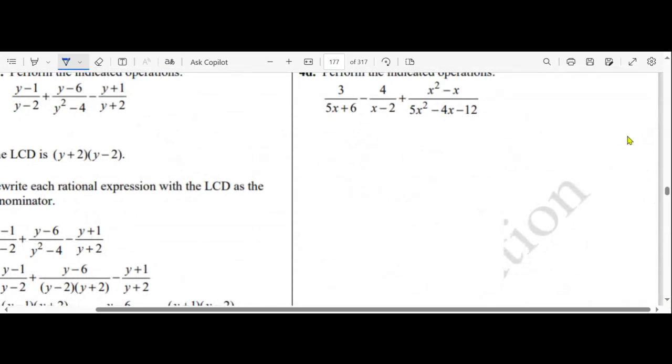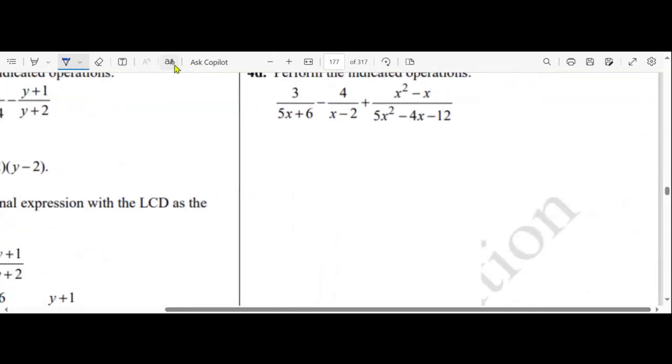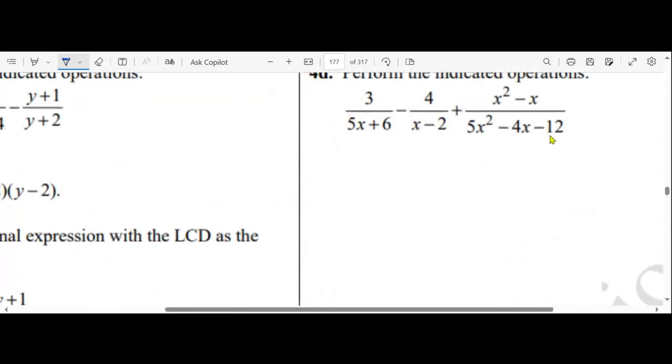Are you lucky here? Ryan, lucky? No. Why? Because they're not the same. They're not the same. So I have to do what? I have to factor first so I can make it the same, right? So let's factor this. What do you get?